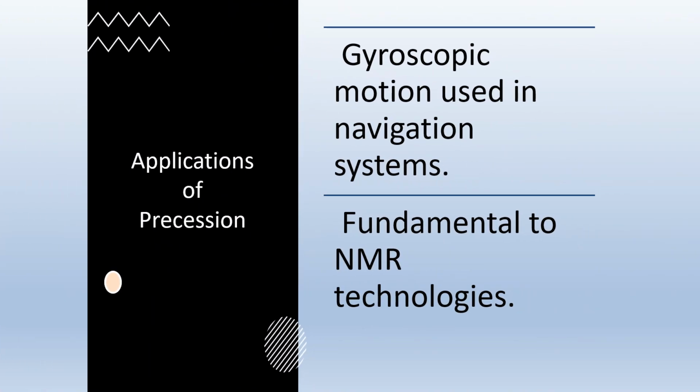Precession plays a critical role in various scientific and technological domains. First, it underpins gyroscopic motion, which is essential for navigation systems used in aviation, maritime operations, and space exploration. Second, precession is fundamental to nuclear magnetic resonance, NMR technologies, where the precessional motion of nuclei in magnetic fields enables the precise detection and analysis of molecular structures.